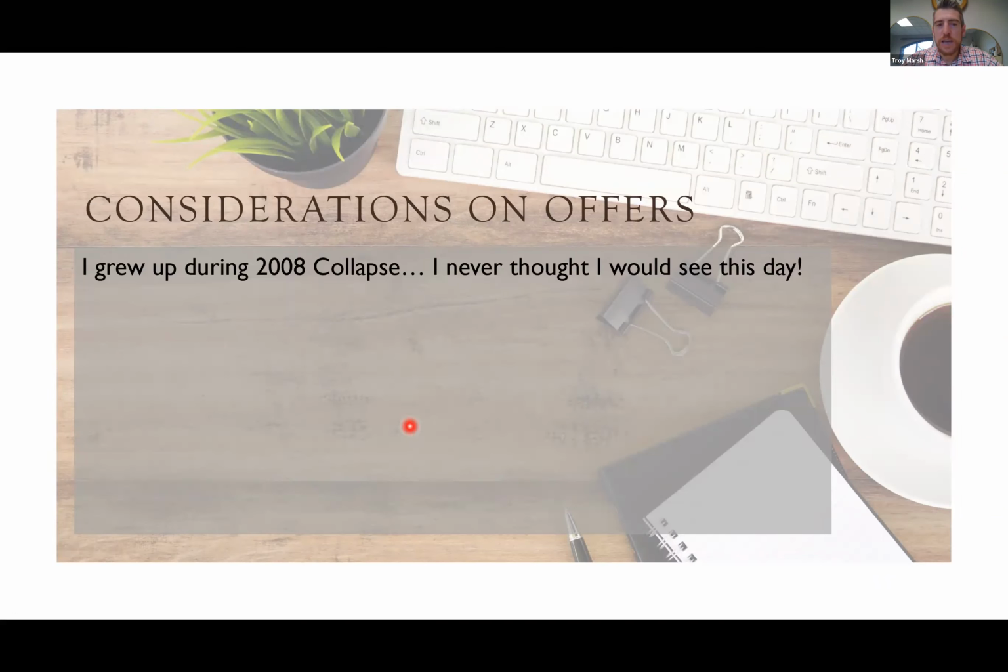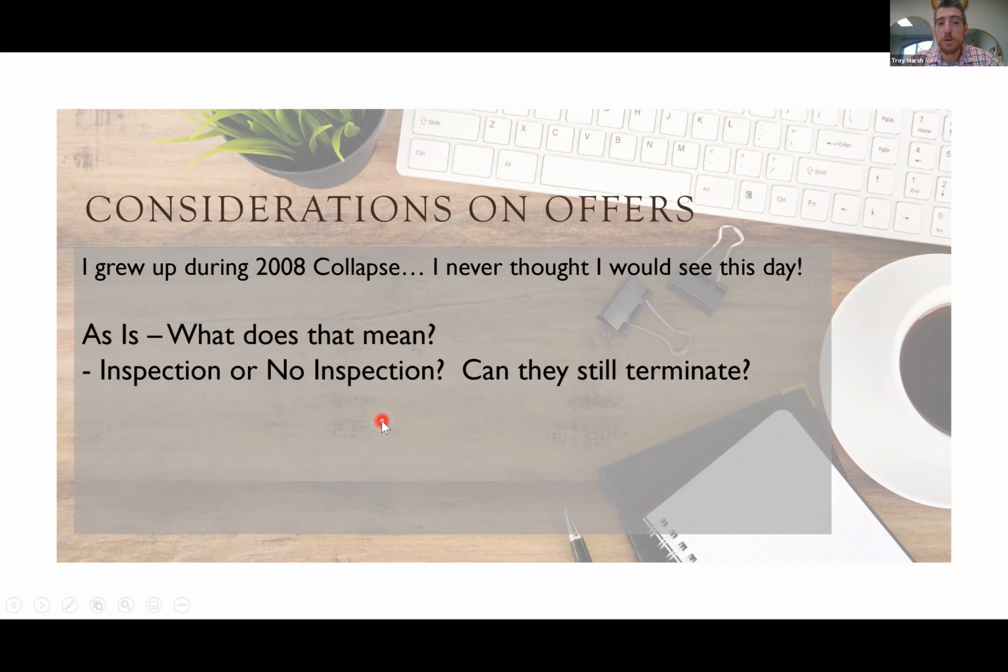And this is me just dating myself, which I've already done a bunch of times, but I grew up in this business during the 2008 collapse. So I never thought I would see the day of the multiple offers, but obviously, considerations in order to win an offer on the buyer side: looking at doing as-is.